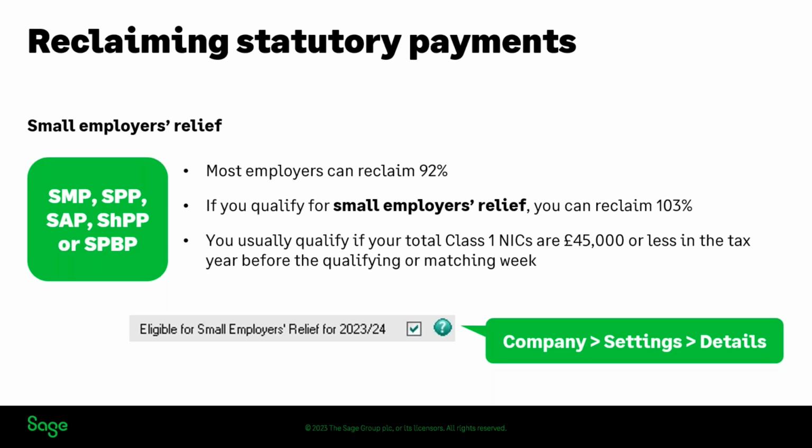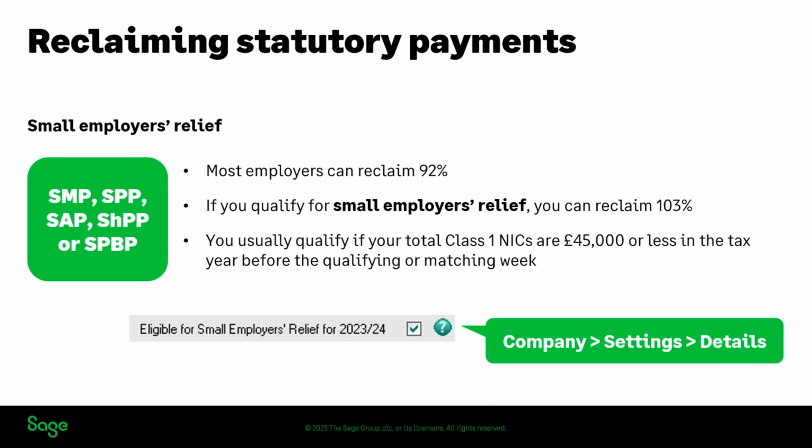You'd usually qualify for the small employers relief if your total national insurance contributions, that's employer plus employee, are £45,000 or less in the tax year before the qualifying or matching week. So it's something that you should check at the start of each tax year and before you process any statutory payment, as if you are eligible to claim the small employers relief, getting that 103% instead of 92%, you will need to set this up in your company settings before you process the payment.